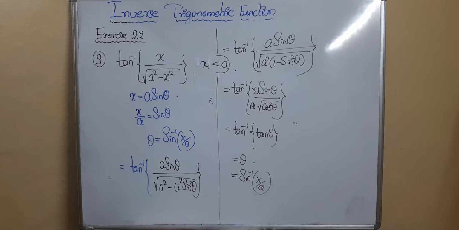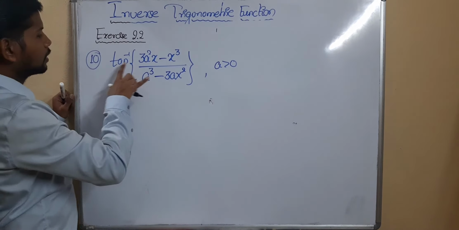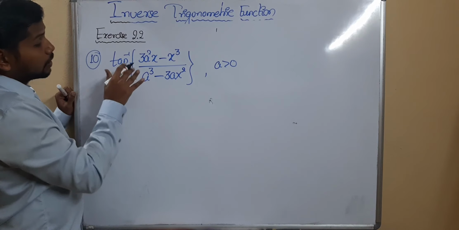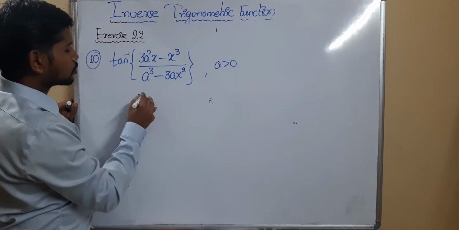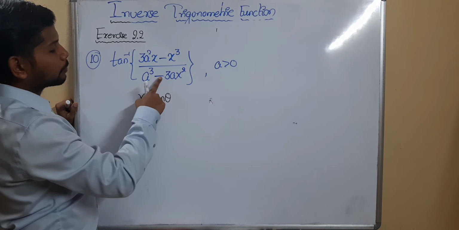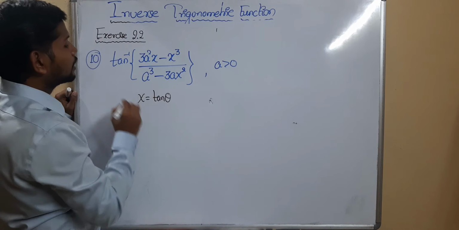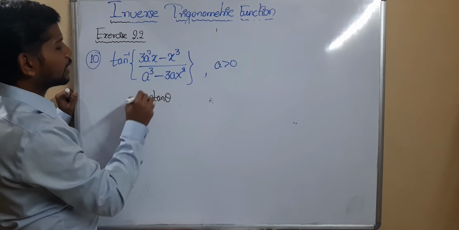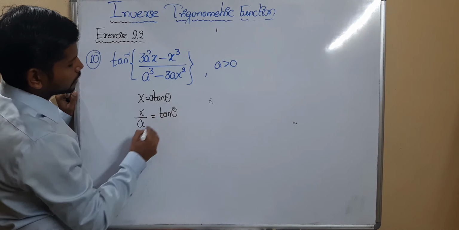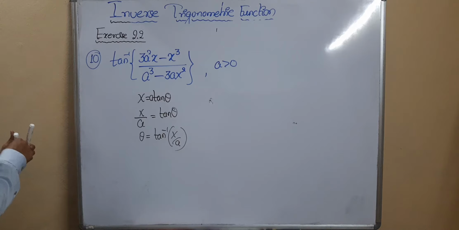Got the points? Okay, observe the next question, which is very simple. Tan inverse of 3a square x minus x cube divided by a cube minus 3a x square. You can observe very easily that whenever I substitute x equal to tan of theta, it is 3 tan theta minus tan cube theta divided by 1 minus 3 tan square theta. If a is not there, you will easily get tan of 3 theta. In the similar manner, I need to take a as common, so x by a will be tan of theta. What is the theta value, can you say? It is tan inverse of x divided by a.